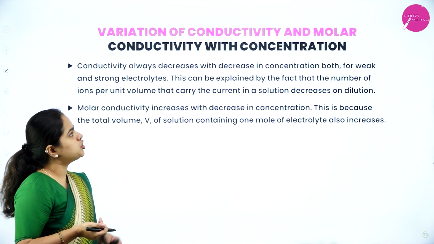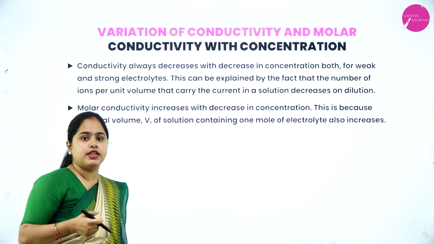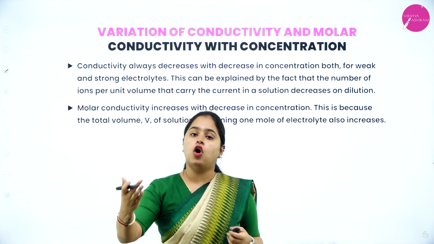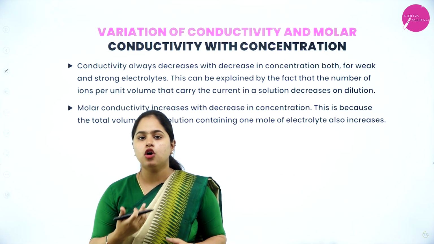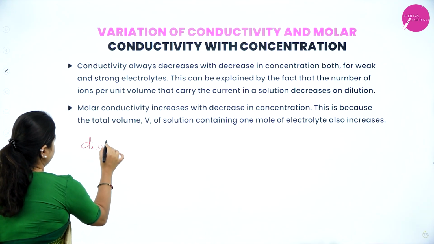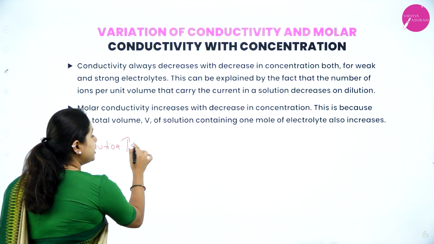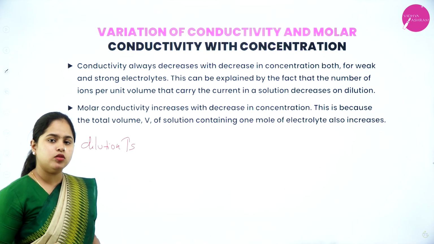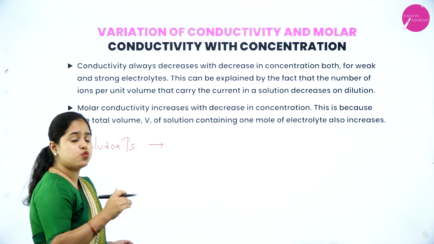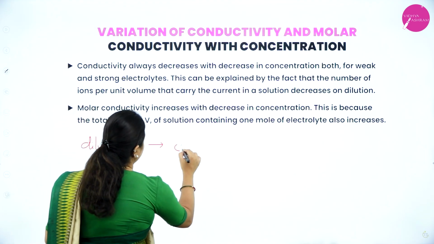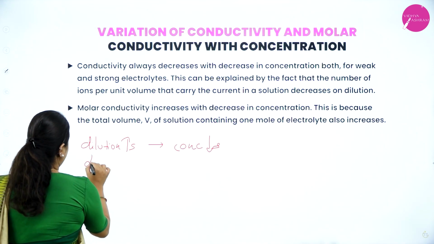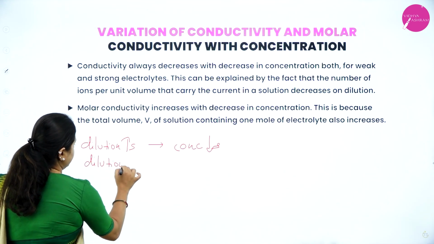Now, the variation of conductivity and molar conductivity with concentration. When the concentration increases or decreases, we can also tell it in terms of dilution. Dilution increases means what? I am diluting the electrolyte. Diluting means more water is added. So dilution increases means what is happening to the concentration? Yes, concentration is decreasing, right? Same way, when dilution decreases means what?